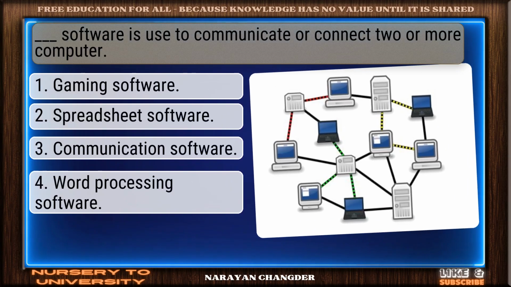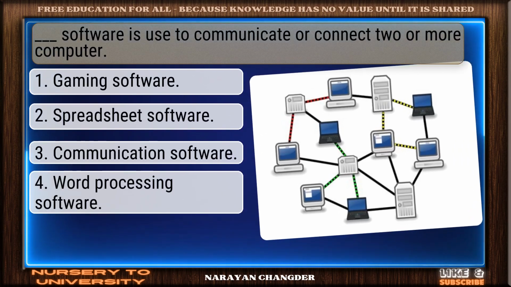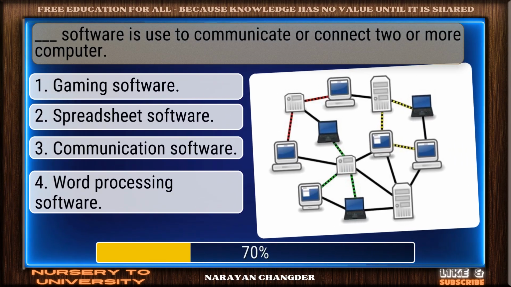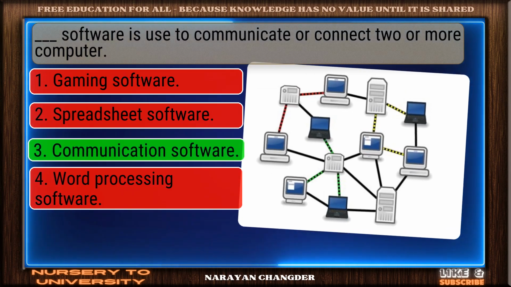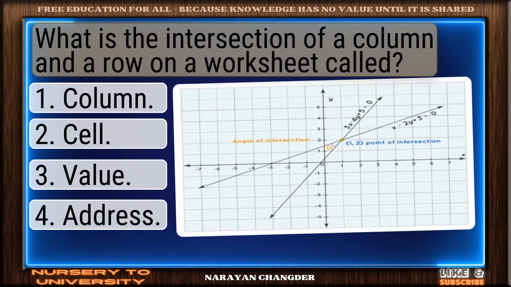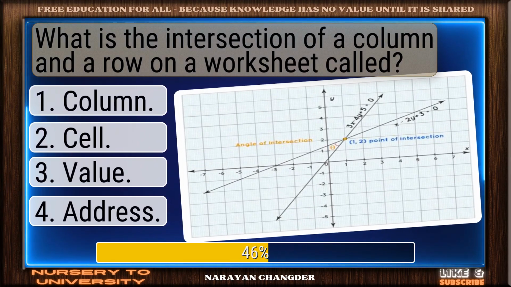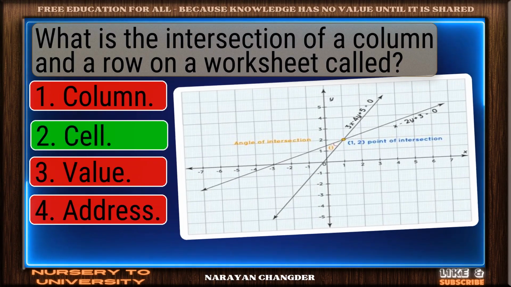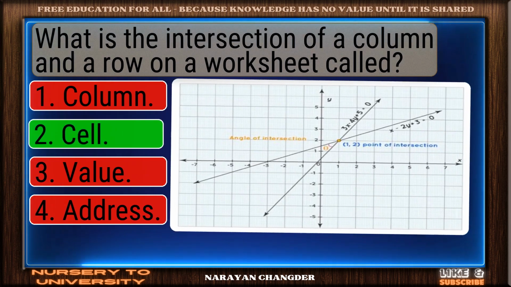Dash software is used to communicate or connect two or more computers. Well reasoned. Communication software is the correct choice. What is the intersection of a column and a row on a worksheet called? Nice work. You chose cell, and it is correct.